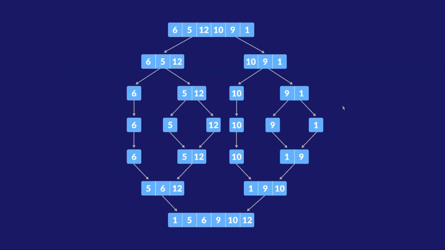Look at level 4. Do you see level 4? The level where all the elements are individuals. They're individually grouped. So all of them are sorted in their own groups, right? So 6 is sorted by itself, 5 is sorted, 12 is sorted, 10 is sorted, 9 is sorted, and 1 is sorted. So all these elements are individually sorted. So we can take each of these as sorted arrays. And now we have sorted arrays.